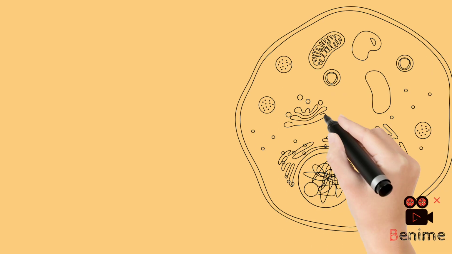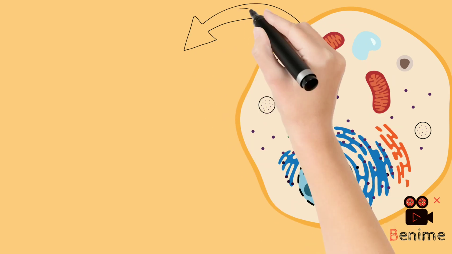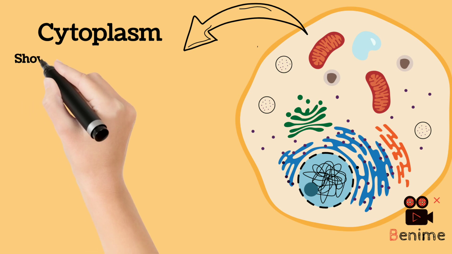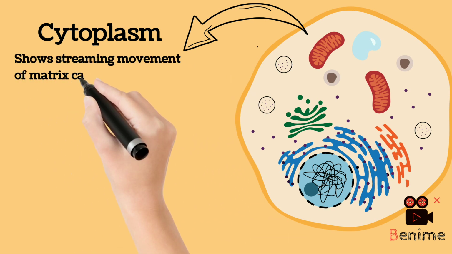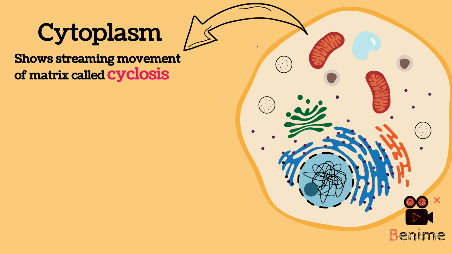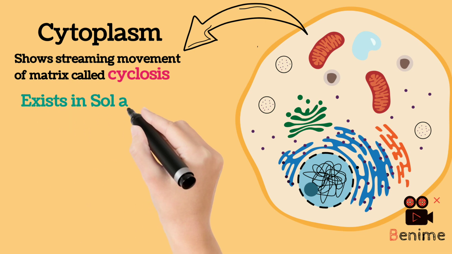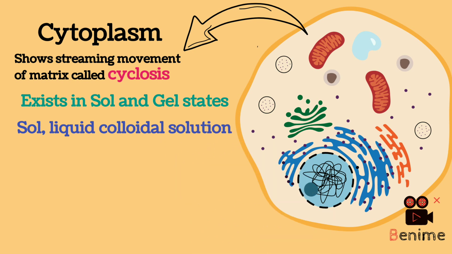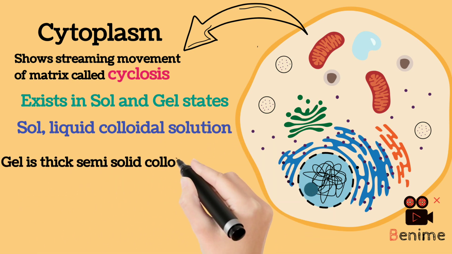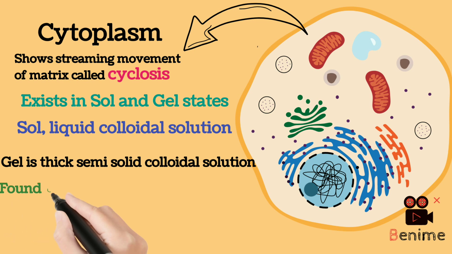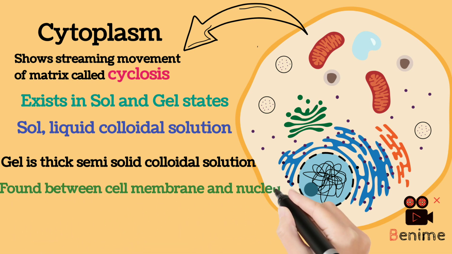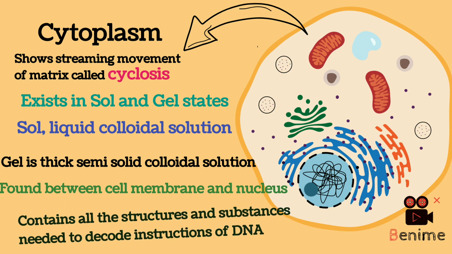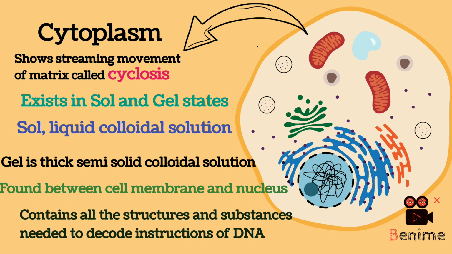Another part of the cell is called the cytoplasm, which is the most important part of the cell. It shows streaming movement of the matrix, that is called cyclosis. And cytoplasm consists of sol and gel states. Sol is the liquid colloidal solution. Gel is thick semi-solid colloidal solution. And this is found between the cell membrane and the nucleus and contains all structures and substances needed to decode instructions of the DNA.